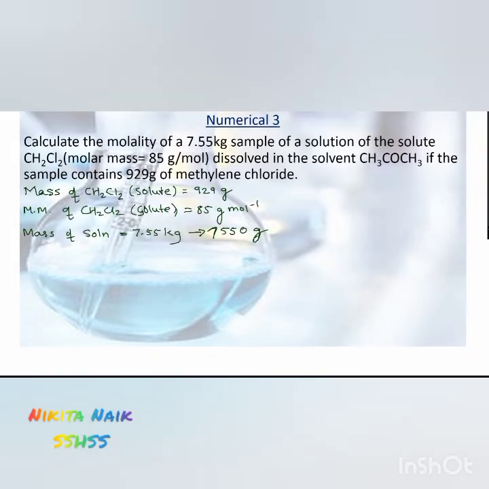So here I have written what is given to us. Mass of methylene chloride, that is our solute, is 929 gram. Molar mass of methylene chloride is 85 gram per mole, and mass of solution is given as 7.55 kg. So in terms of gram, it will be 7550 gram.